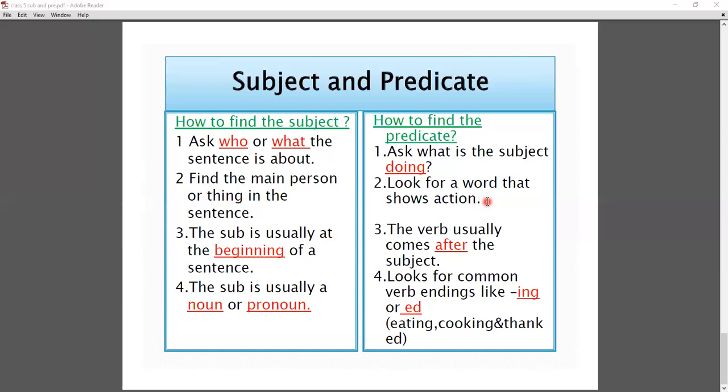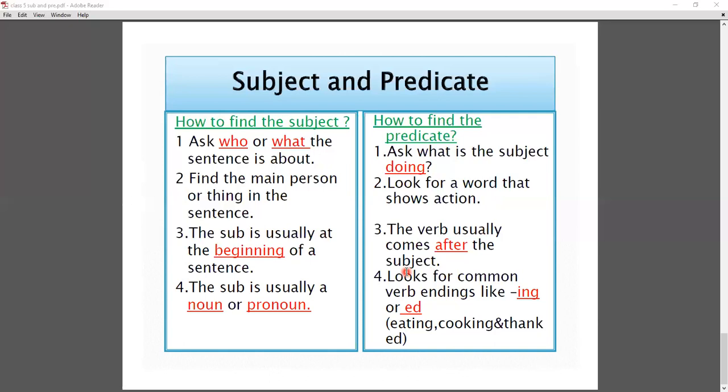Third, the verb usually comes after the subject. अब जो verb आपने देखा, आपने notice किया होगा, verb usually subject के बाद में आती है. I'm giving you the example of monkey. Monkey ate banana. So monkey is here at the beginning, the subject. Second, ate is a verb. So the verb usually comes after the subject.